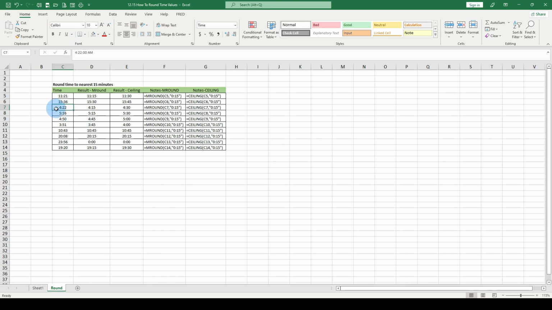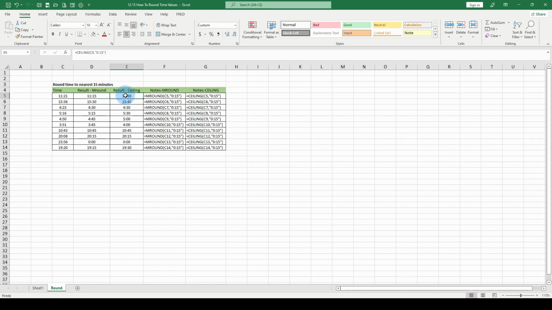What do I mean? Okay, 4:15 to 4:30, there's 15 minutes in between, right? 4:22 is closer to 4:15 than it is to 4:30. 4:23 is what? It's closer to 4:30 than it is to 4:15. That's the round feature using MROUND. Keep that in mind. Now, if this screws up your timing, then you can adjust this not using MROUND, but one of the other features.